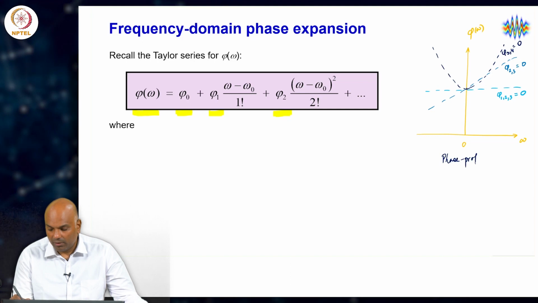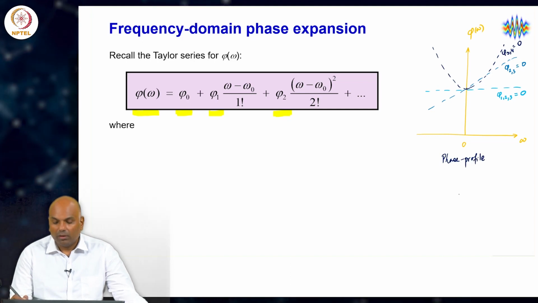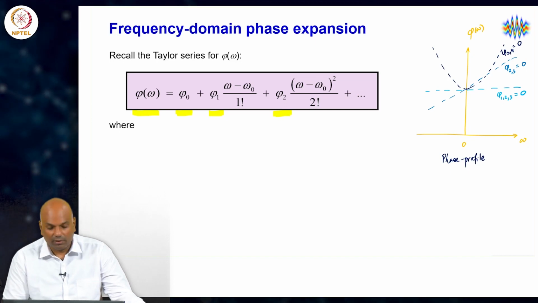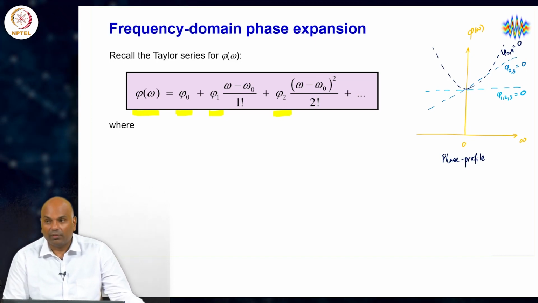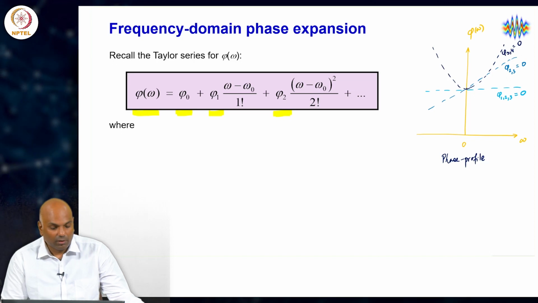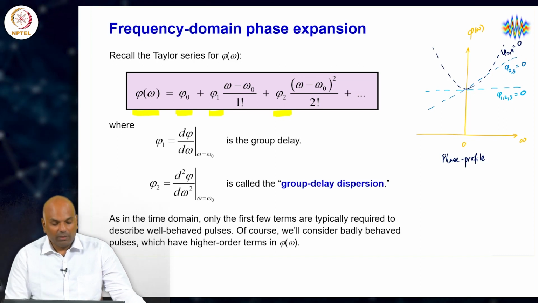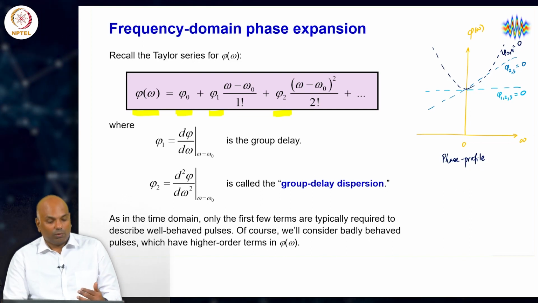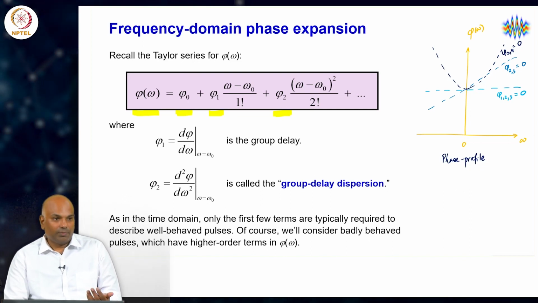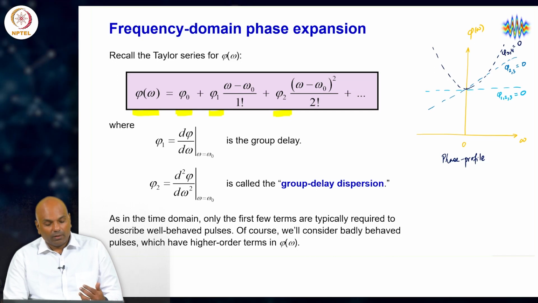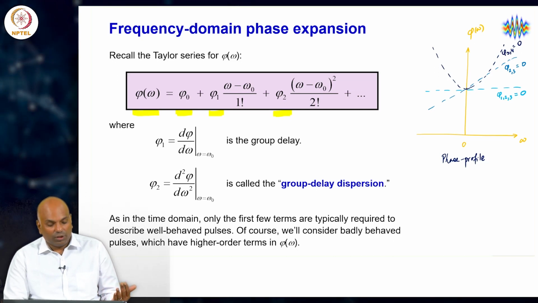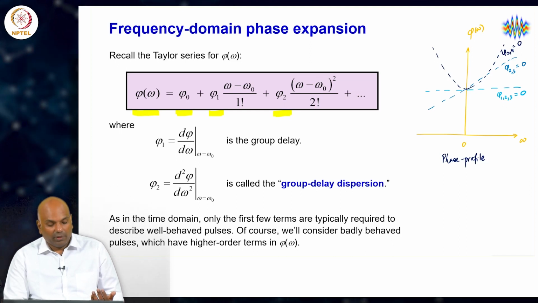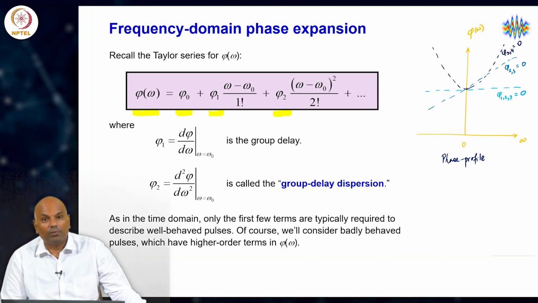In fact, I have drawn each of these phase terms separately, and it would be a sum of these three, the entire phase profile of the pulse. But the whole point is we have understood to a good extent what group delay does to the pulse, just propagation. It comes about due to a shift in time, which is like propagating in time, whereas phi 2 is the group delay dispersion.